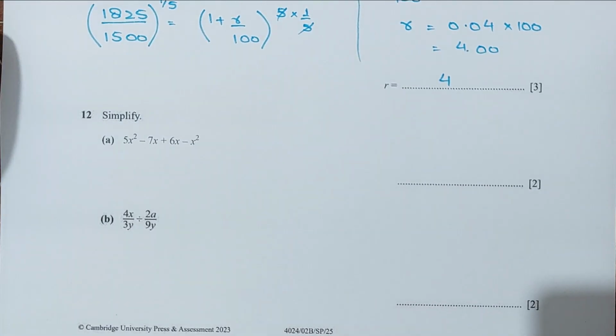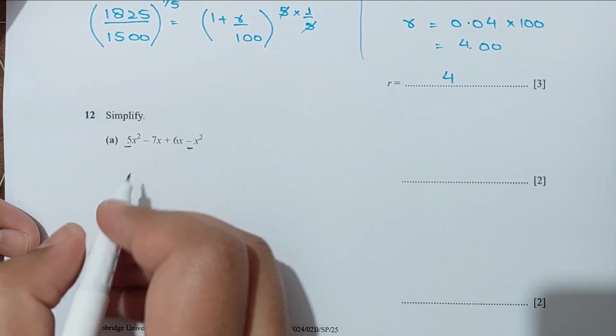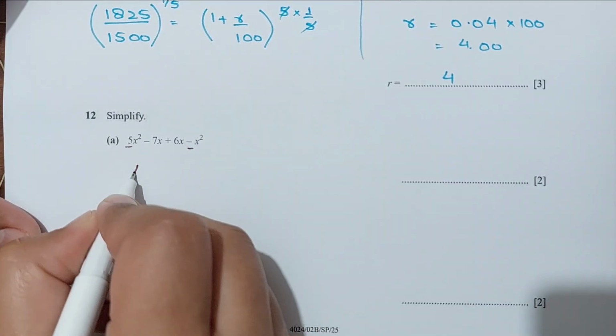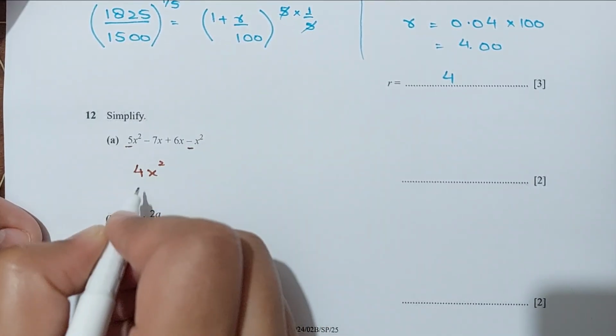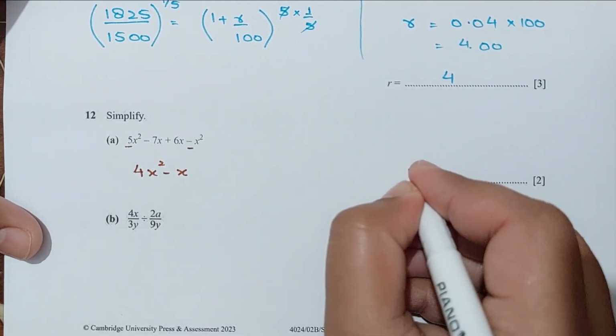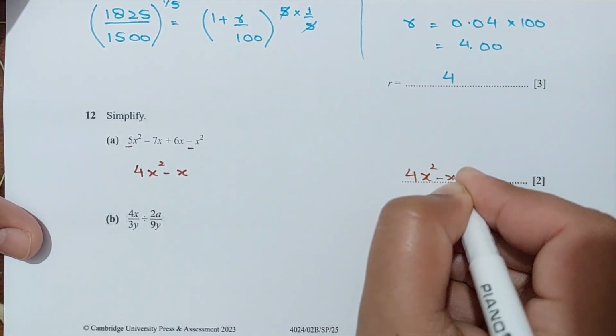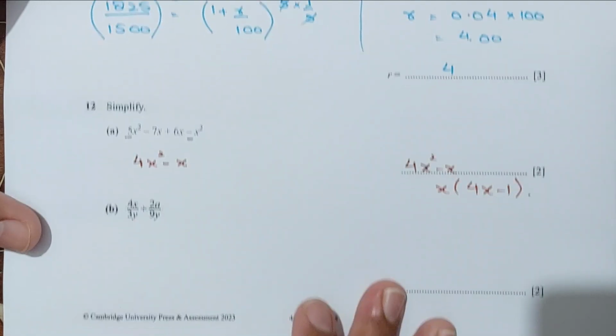Question number 12, we have to simplify part A. The square terms are 5 and negative 1, a coefficient of x square, which is 4x square, and the x terms are negative 7 and 6, which is negative x. So the simplified form is 4x square minus x, or we can take x common, so 4x minus 1.